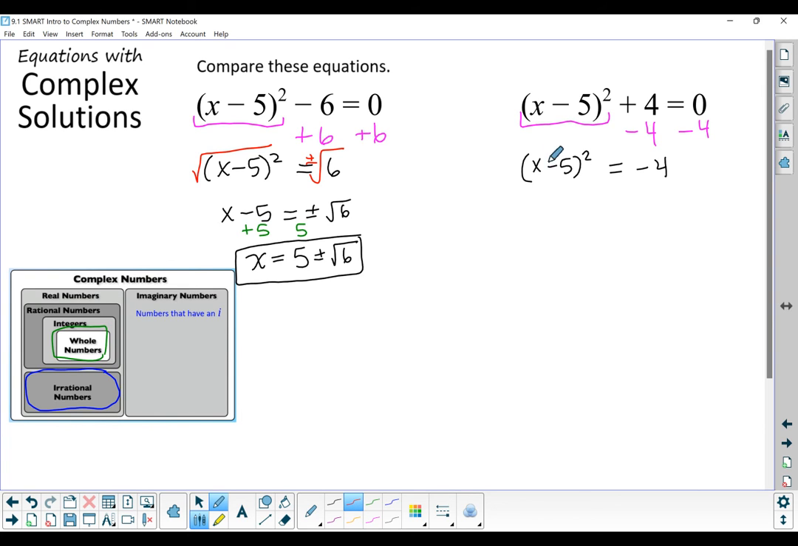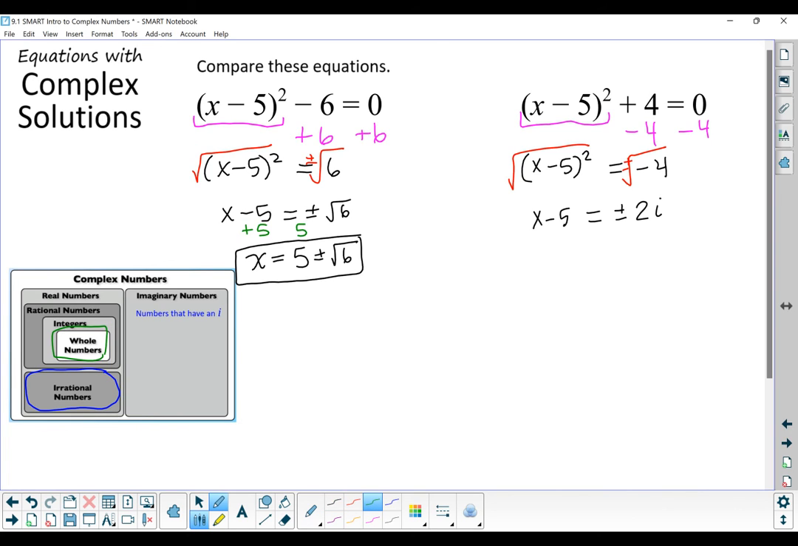Our square is isolated, so we're ready to square root both sides, and that will just give us an x minus 5 on the left. So positive and negative root of negative 4. On the right side of the equation, I have positive and negative, and we practiced the square root of negative 4 at least twice now. That is 2i. Square root of 4 is 2, and we have an imaginary answer because of that negative that's under the root. So we're not quite finished.